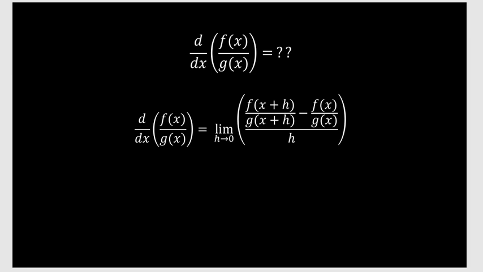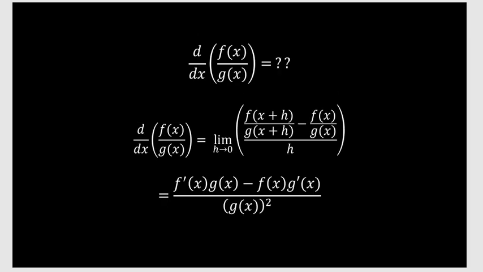I will say, though, that you are pulling the same kind of trick as we had to pull in the proof of the formula for product rule. You do have to add and subtract something in the numerator of your fraction, and then things nicely combine, cancel out, and so on. And what you get in the end is this: the derivative of f of x over g of x is equal to f prime of x times g of x minus f of x times g prime of x, all over g of x squared.